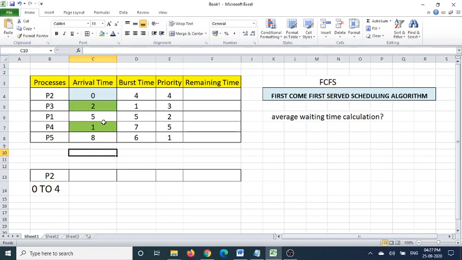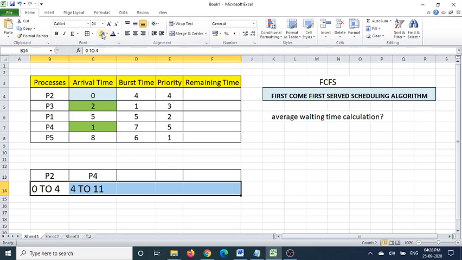But which one came into the queue first? P4 got into the queue at time unit 1. P3 got into the queue at time unit 2. So we will give the processor to P4. P4's burst time is 7, so it will run for 7 time units, from 4 to 11. That's the time it's running.